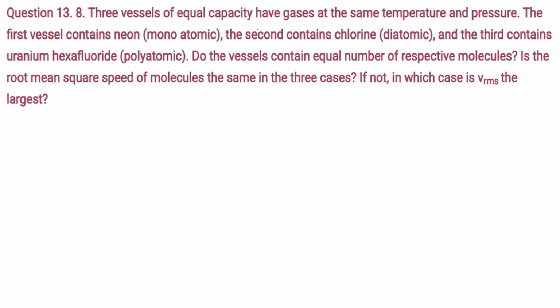3 vessels of equal capacity have gases that have same temperature and pressure. The first vessel contains neon, which is the monoatomic gas. Please understand, it is monoatomic. The second contains the chlorine. You will find the chlorine as Cl2, so it is diatomic. The third contains uranium hexafluoride. This is a polyatomic one. Do the vessels contain equal number of respective molecules? Is the root mean square speed of molecules the same in the 3 cases? If not, in which case is this V_rms the largest?